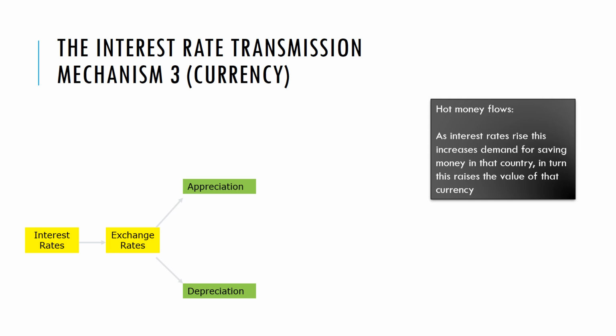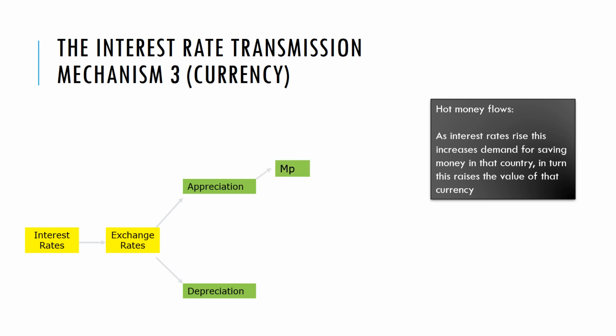In order to do that, they would need to buy pounds. They would need to convert their money into pounds and deposit it in UK bank accounts. By doing that, by converting their money into pounds, they increase the demand for the pound and drive up the value of the pound. So often we see that as interest rates rise, there is an appreciation in the currency. It gets stronger. The flip side is as interest rates fall, we sometimes see a depreciation in the currency as the currency gets weaker.